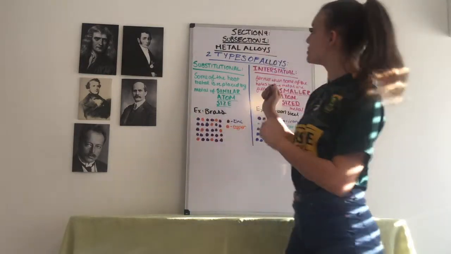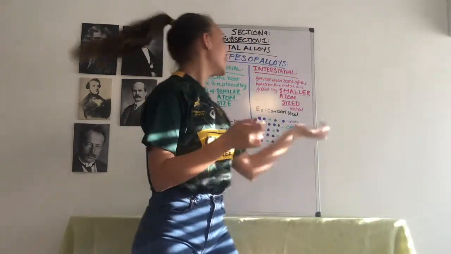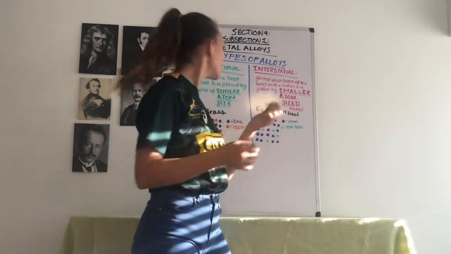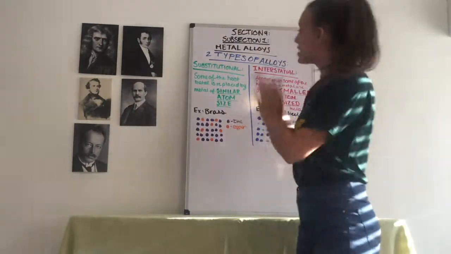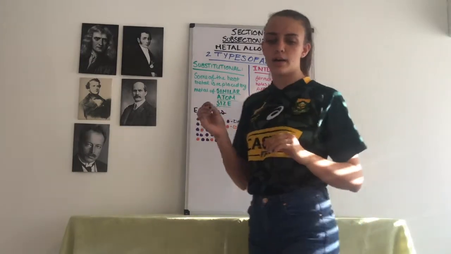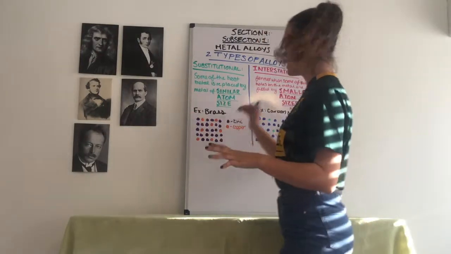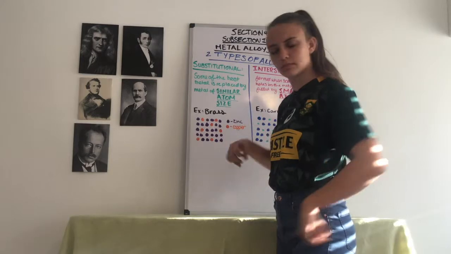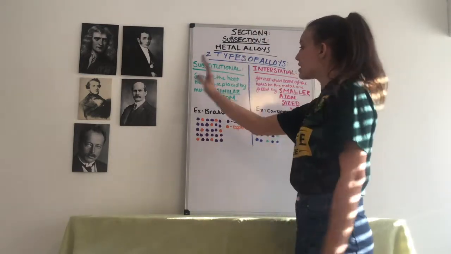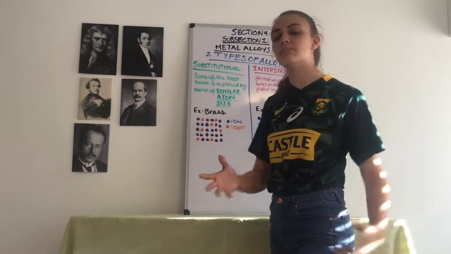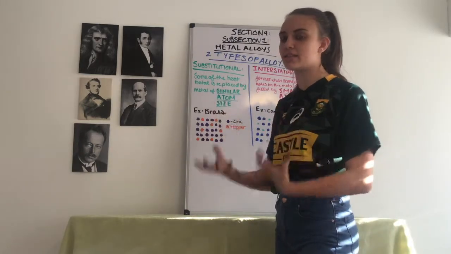So in section 4, we're going to be talking about the 2 types of alloys. So this is the subsection. There are substitutional alloys and there are interstitial alloys. For substitutional alloys, the best way to remember this is similar atom size. Some of the host metal is replaced by a similar sized metal atom.